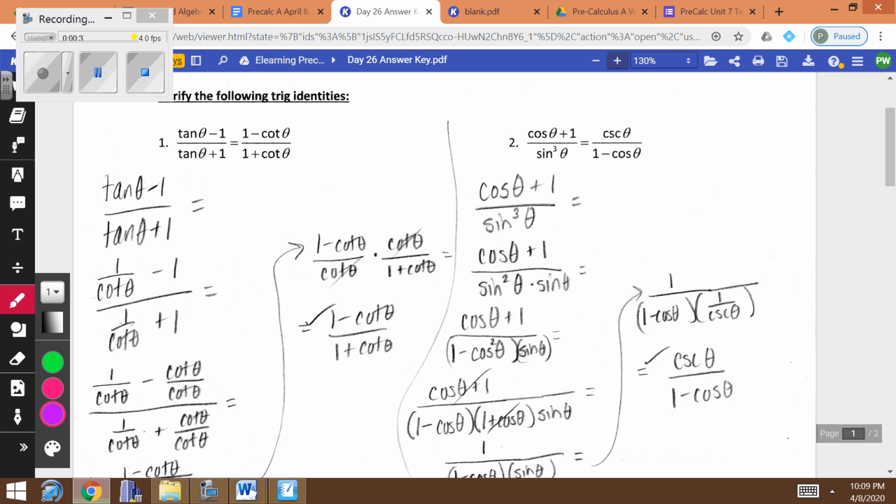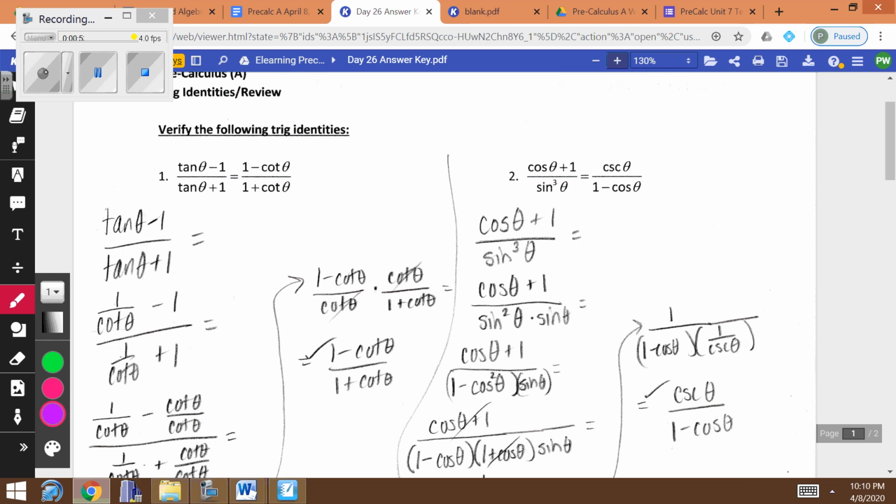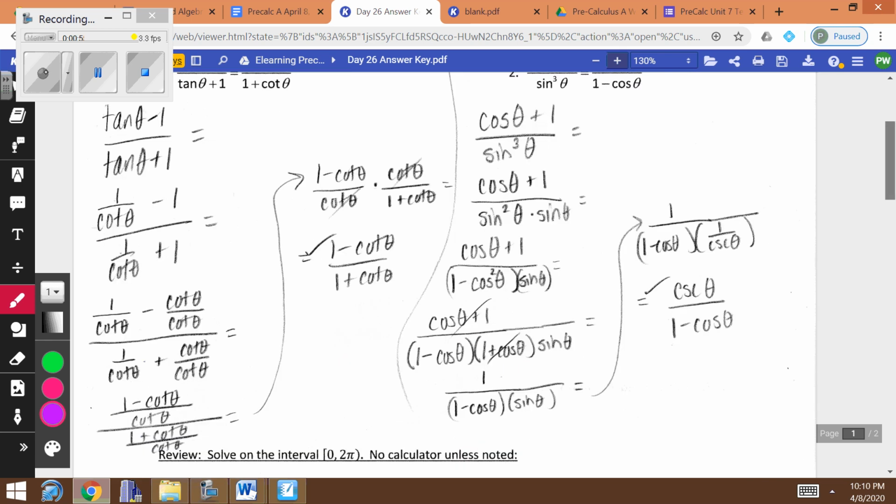However, when I look at this one, I always try to look at the other side first, just to see what we're comparing it to. I see that the left-hand side is the tangent and the right-hand side is the cotangent, and I'm like, well, really, I can turn the tangent into the cotangent, so let's start with that. That was actually the first thing that I did. So I changed our tangent into the cotangent: 1 over the cotangent minus 1, over 1 over the cotangent plus 1.